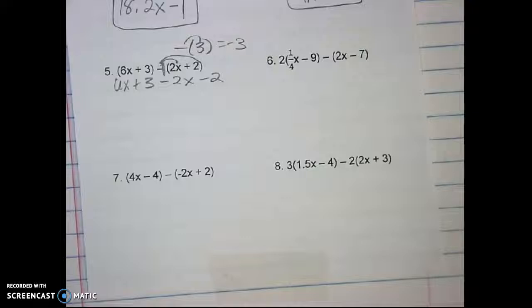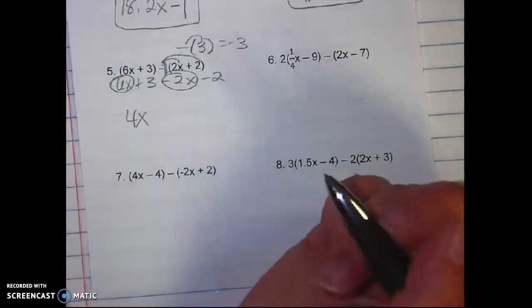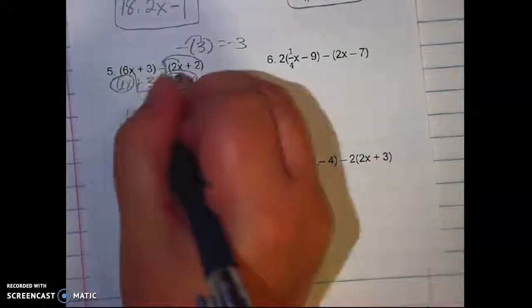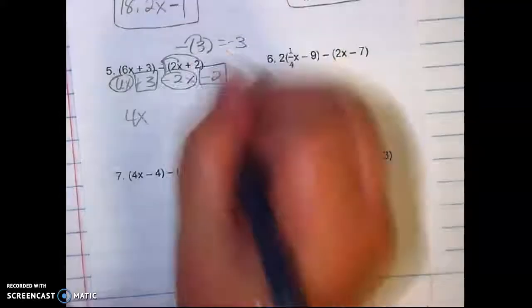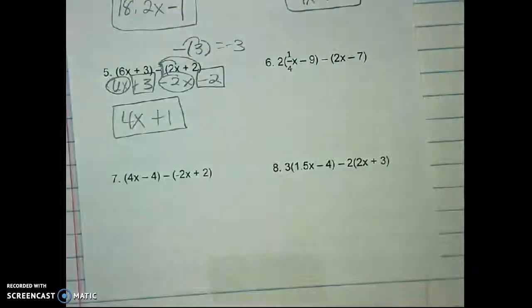That doesn't mean necessarily that you're making it negative. It just means that you're taking the opposite of whatever that sign is that's on the inside of the second parentheses. Then you can combine like terms. 6x plus negative 2x is 4x, and positive 3 plus negative 2 is 1. So my answer is 4x plus 1.